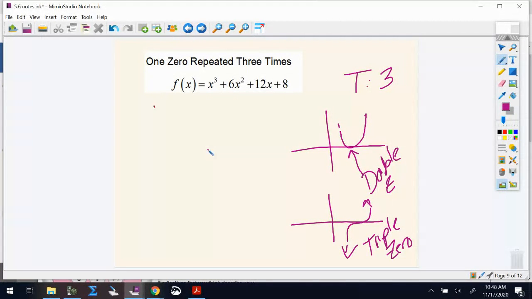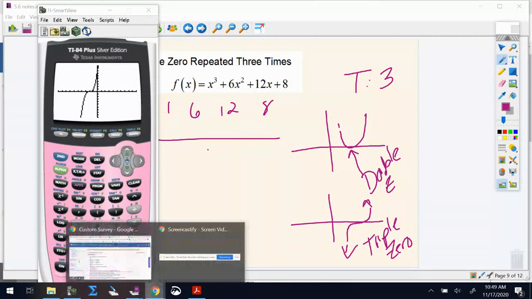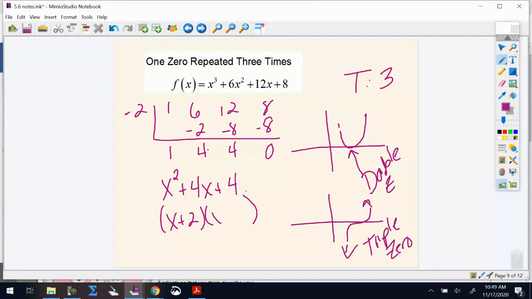So if I go here and start my synthetic, 1, 6, 12, 8, I'm going to use the number that it looks like it lays on, which is negative 2. I drop down, I multiply, I add, I multiply and add. You could now do synthetic 2 more times with the same number, or you can write down what you're left with. You're left with an x squared plus 4x plus 4. And when you factor that, 2 numbers that multiply to get 4 and add to get 4 give x plus 2 times x plus 2. And you'll see you have that repeated solution again.